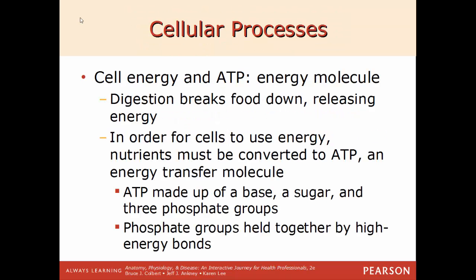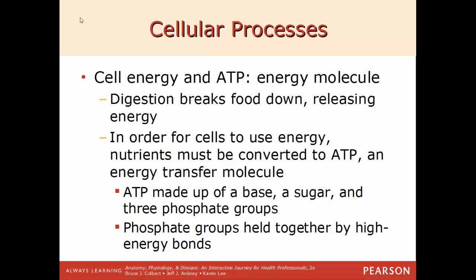All right, now we'll talk about some cellular processes. One compound we've already talked about a few times already in this video, ATP, is the molecule that supplies energy for cells. So a good example of that is digestion. Whenever you eat food, the food gets broken down, releasing energy, for example. But in order for the cells to use that energy, the nutrients have to be converted to ATP, an energy transferring molecule. If you can't access this compound, then you can't use it.